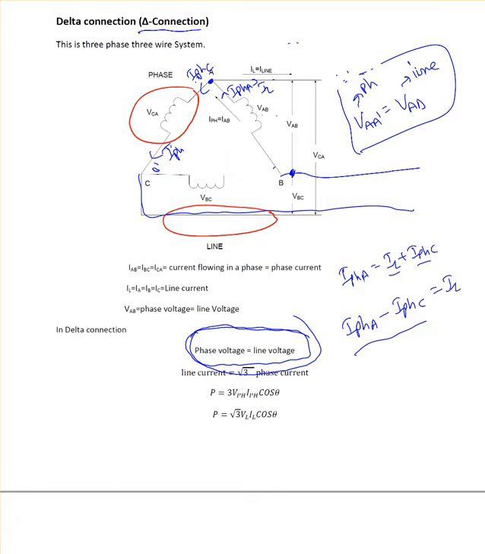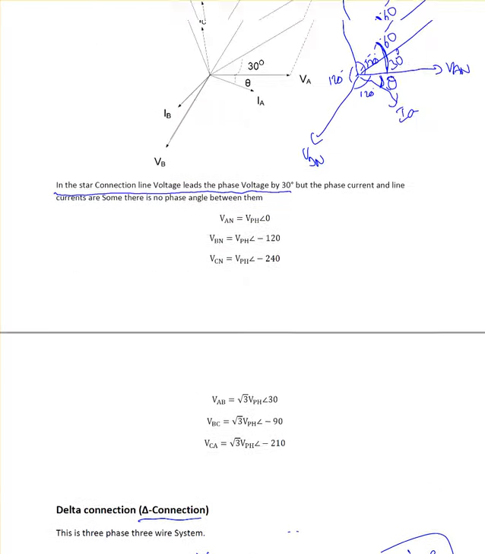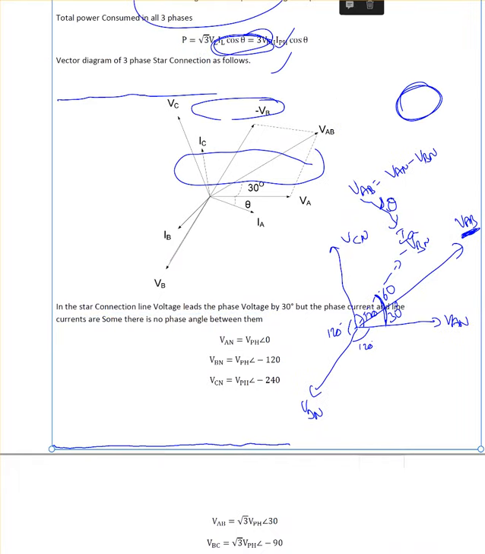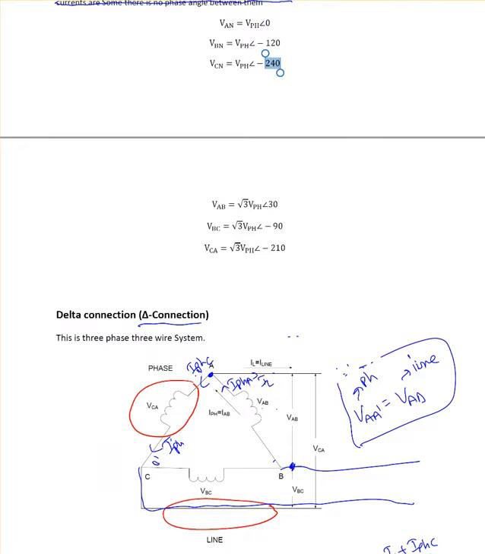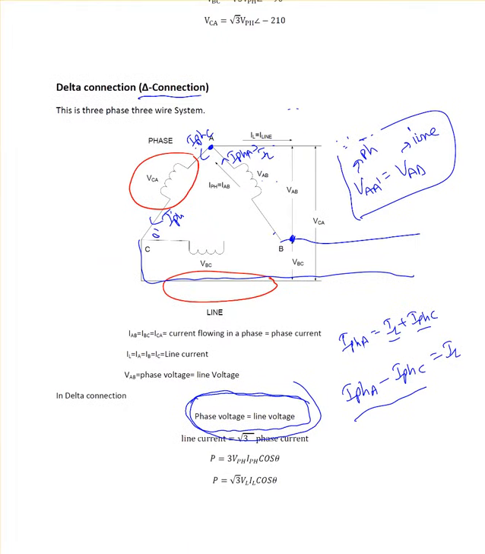Same principle, look into the previous video. See here, VAN is 120 at an angle of 0, VBN is 120 at an angle of minus 120. VAB is nothing but VAN minus VBN. Those are the voltages, but when it comes to the current, same principle we can use, IPHA minus IPHC. Say IPHA is 30 at an angle of 0, IPHC, since I'm assuming it's a symmetrical load.